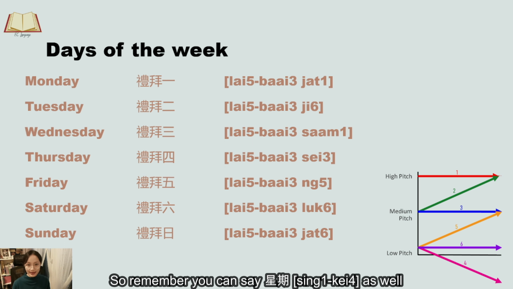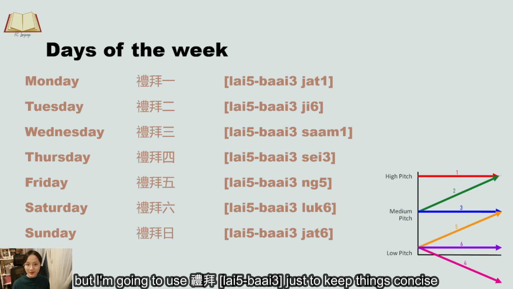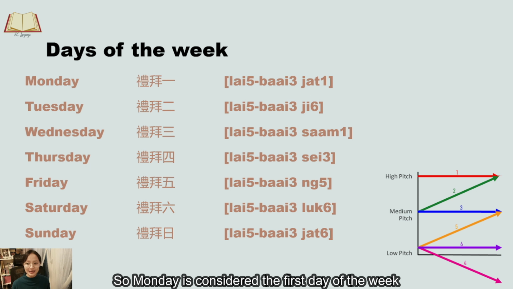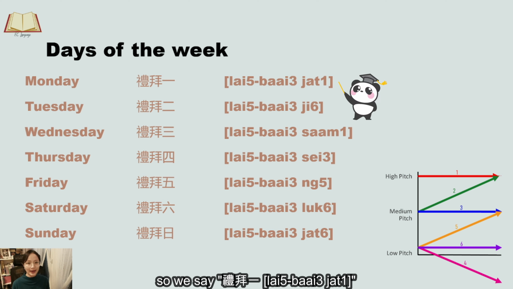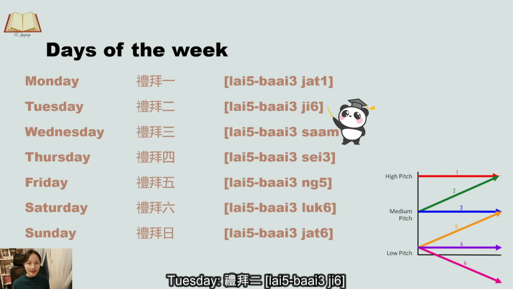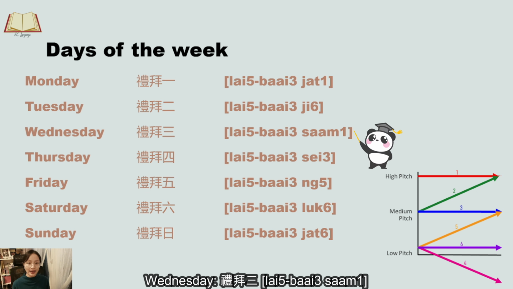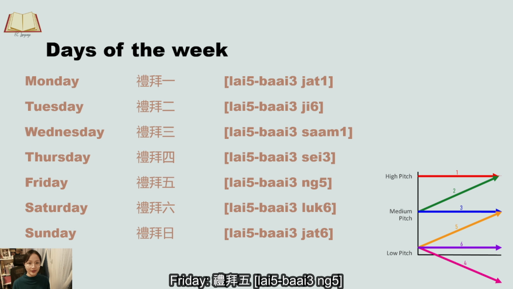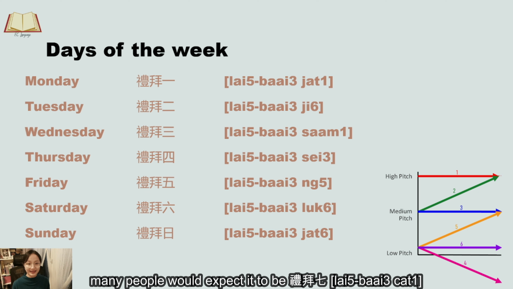So remember, you can say 星期 as well, but I'm going to use 禮拜 just to keep things concise. Monday is considered the first day of the week. So we say 禮拜一, 一 for 1. Tuesday, 禮拜二. Wednesday, 禮拜三. Thursday, 禮拜四. Friday, 禮拜五. And Saturday, 禮拜六. Pretty straightforward, right? Now, Sunday, this is where it's weird because many people would expect it to be 禮拜七.